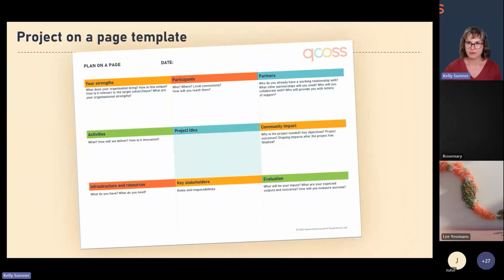The other thing that we suggest is our project on a page template. This is the mapping document that I mentioned earlier. And what this does is it really takes you step by step through different aspects of a project that you want to have really clear in your mind before you start putting your application together.